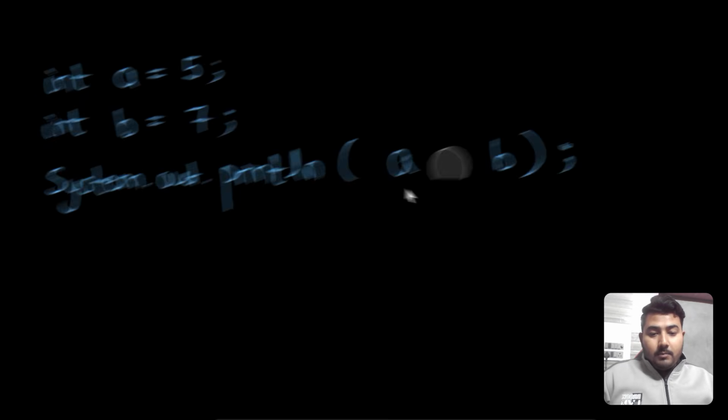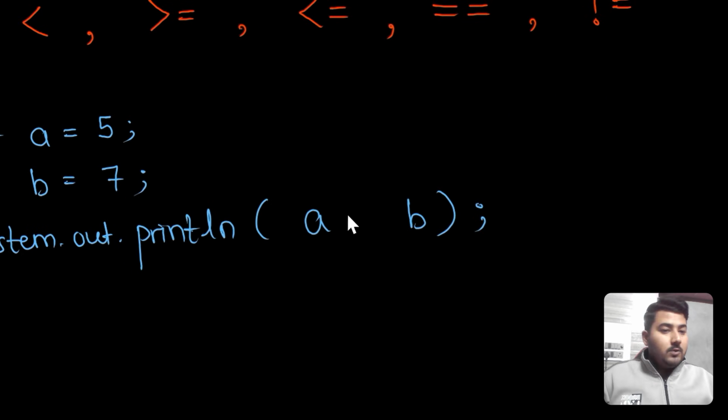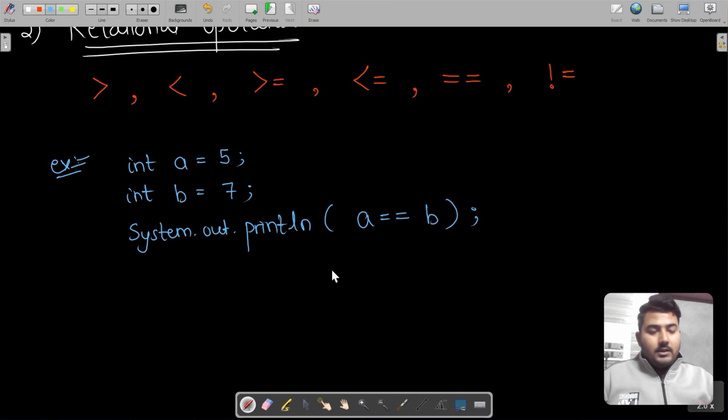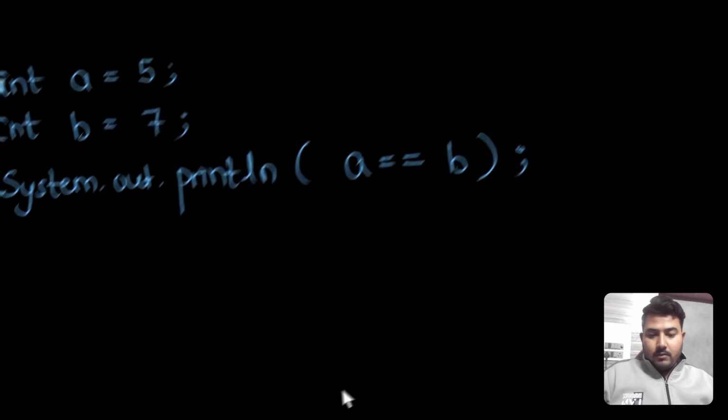If you're trying to compare two values to see whether both are equal or not, then in that case you have to use the double equal to sign, not the assignment operator. This one is a comparison operator, a relational operator you can also say. That's how you can compare two values to check whether it is true or not.